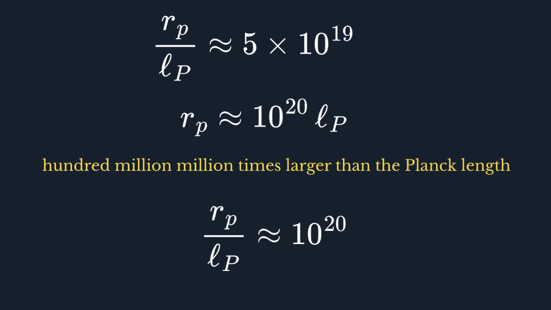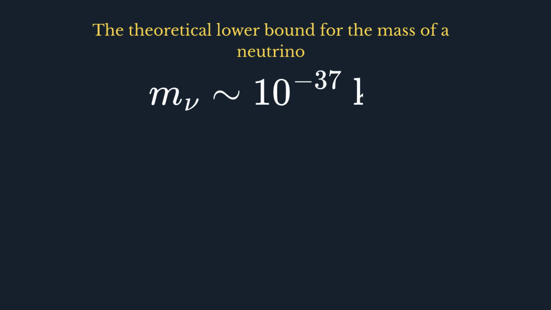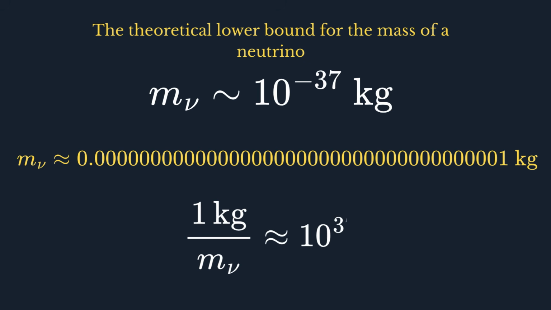Go smaller still. The theoretical lower bound for the mass of a neutrino sits near 10 to the power of negative 37 kilograms. Numbers like this stop being measurements you can visualize and start being placeholder symbols standing in for a scale of reality no image or metaphor can represent.